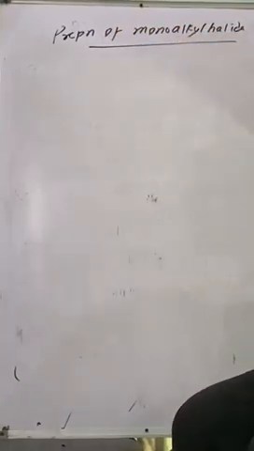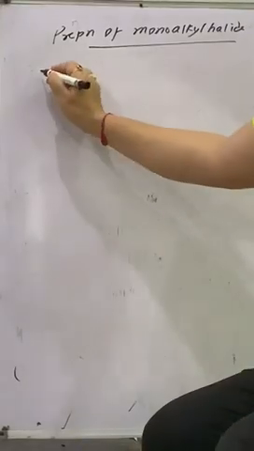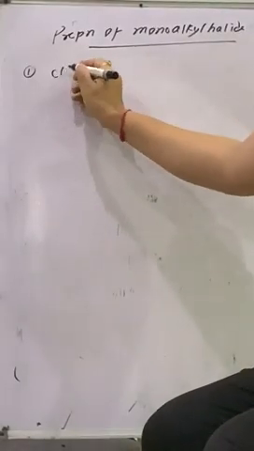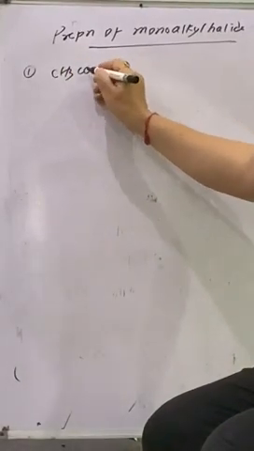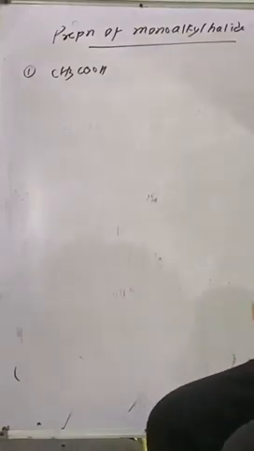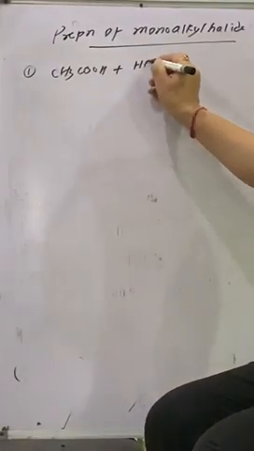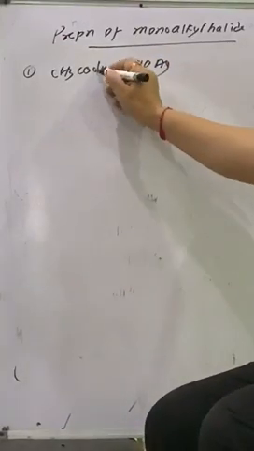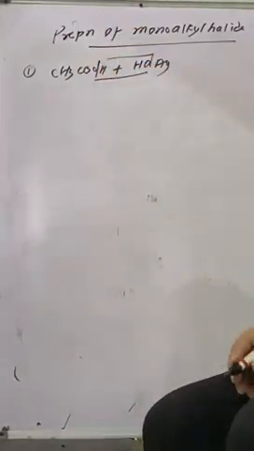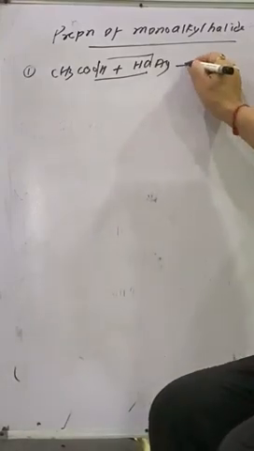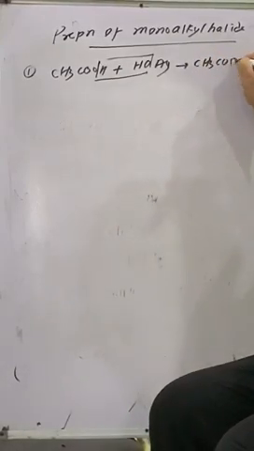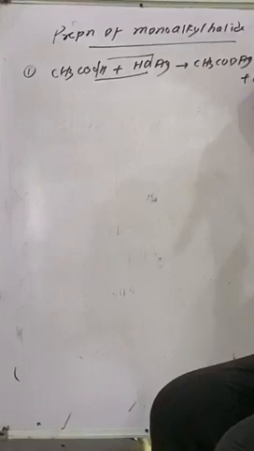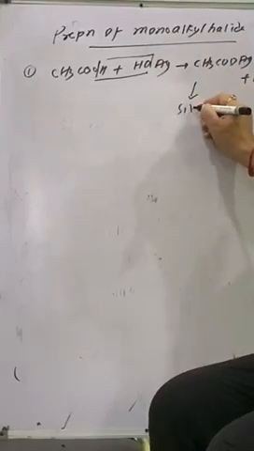See this one. First is CH3COOH, acetic acid. Treat this acetic acid with silver hydroxide, AgOH. So what do you get? Water is eliminated. Once it eliminates water, this becomes CH3COOAg plus H2O. This is called silver acetate.